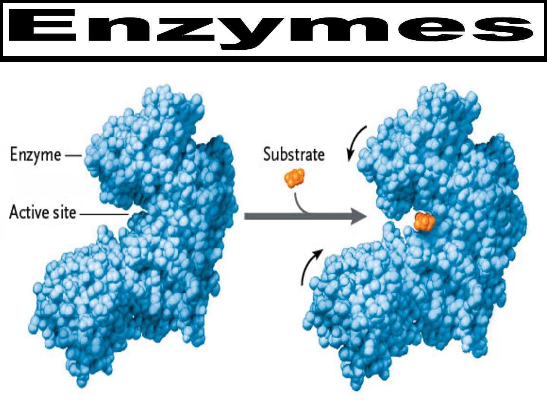This is an excellent image of an enzyme, a substrate, and an enzyme's active site. The active site is the region of an enzyme that interacts with the substrate. Remember, a substrate is any compound with which an enzyme reacts.